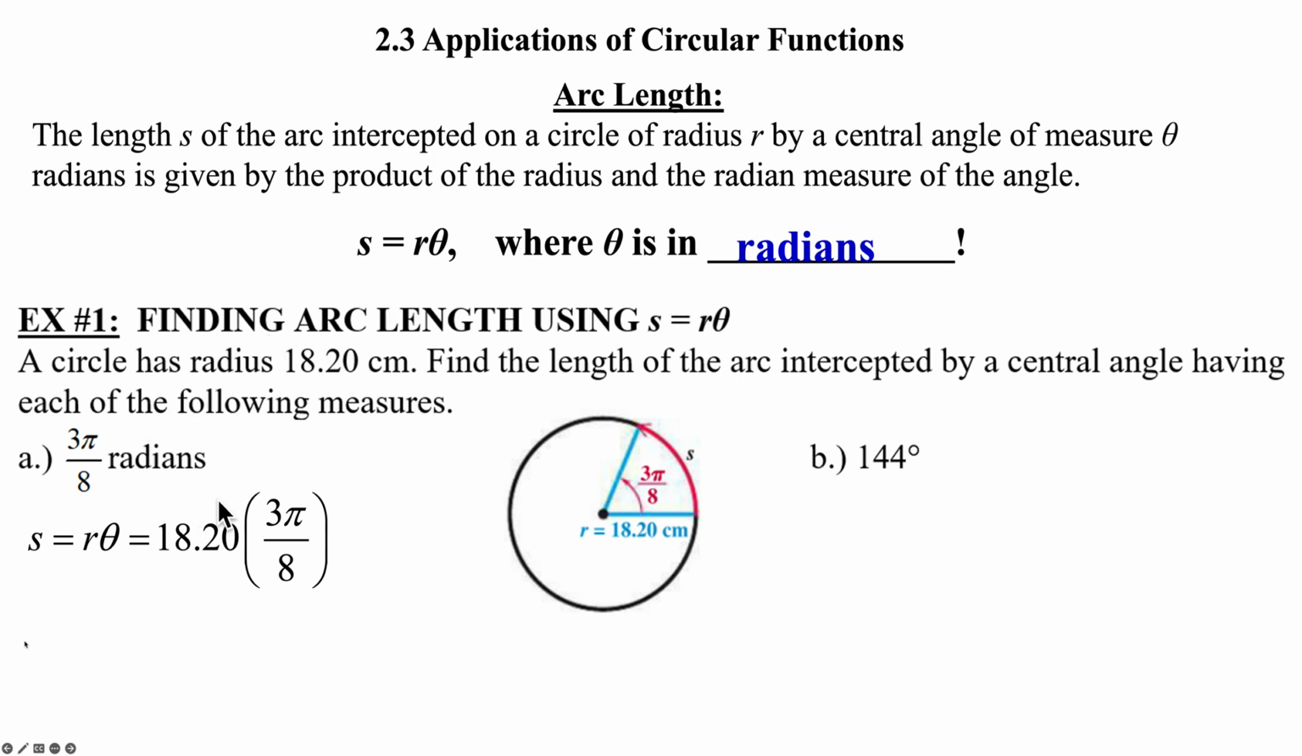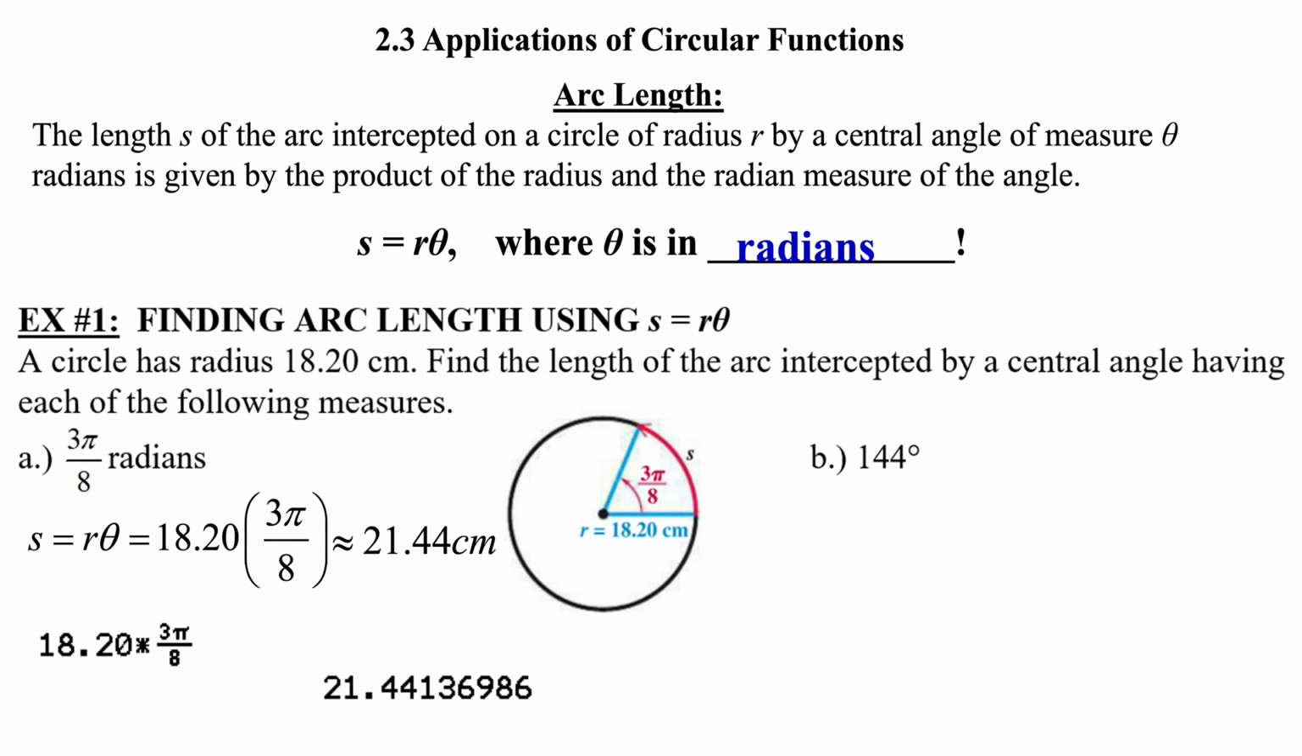All right, so let's look at an example here. A circle has a radius of 18.2 centimeters. It has an arc that's intercepted by a central angle having 3 pi over 8 radians. Since it's in radians, we just multiply those two values together. So I would go to my calculator and type in 18.20 times 3 pi over 8, or 3 times pi divided by 8. There is my answer. Rounding, since it was 18.20, 2 decimal places, we'll round to 2 decimal places as well.